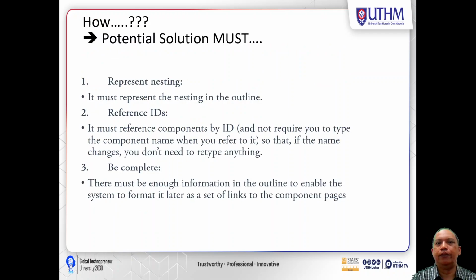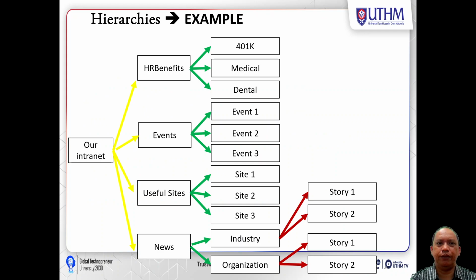All of the things that I explained just now are related to this. We're using a representation of nesting, a reference ID, and maybe enough information in the outline to enable the system to format it later as a set of links to the component pages. It depends on the structure and how you want to develop and customize the CMS. Remember, this is the CMS, not development from scratch. Okay, this is another example.